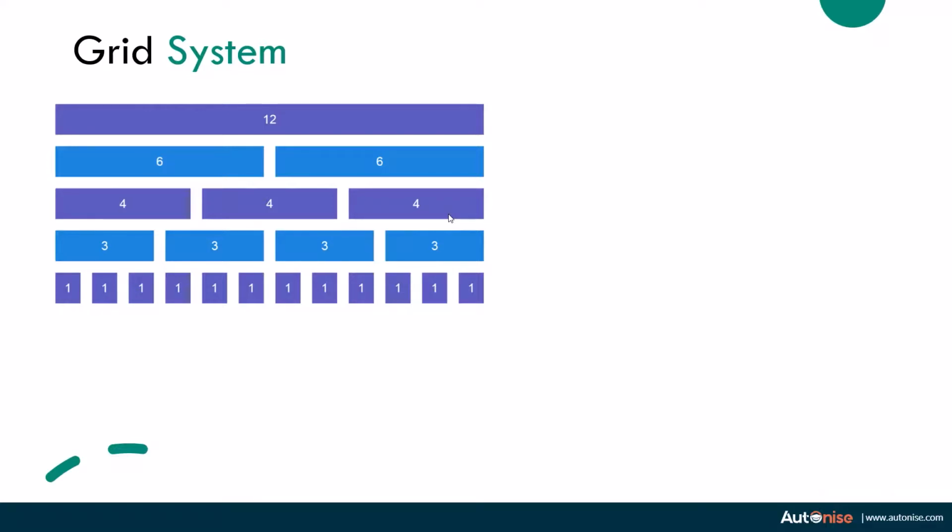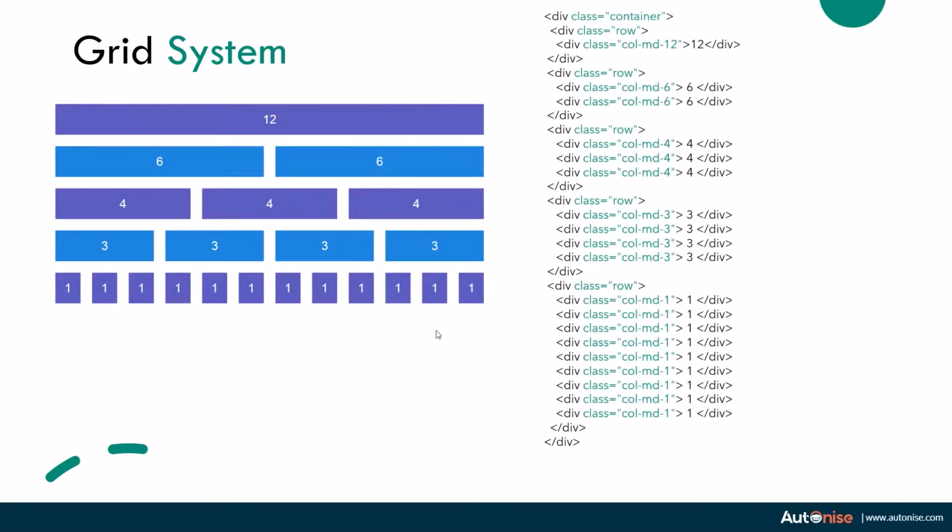Let's see how to write the code to create the grid system shown over here. So this is the entire code to create this Bootstrap grid. Let's analyze this line by line. So first of all, we have the div class container.